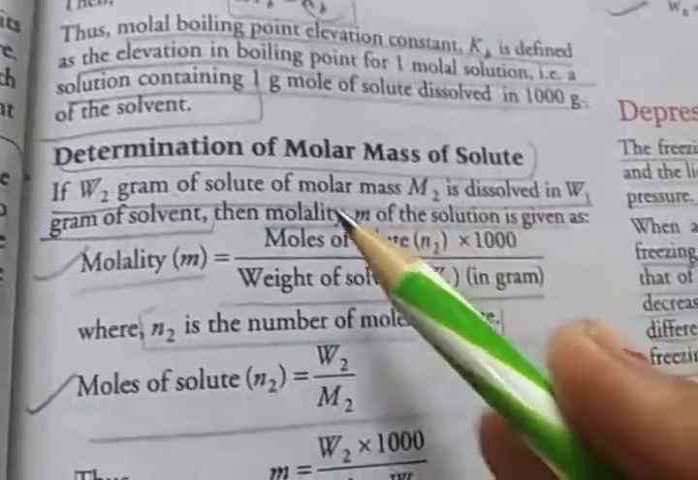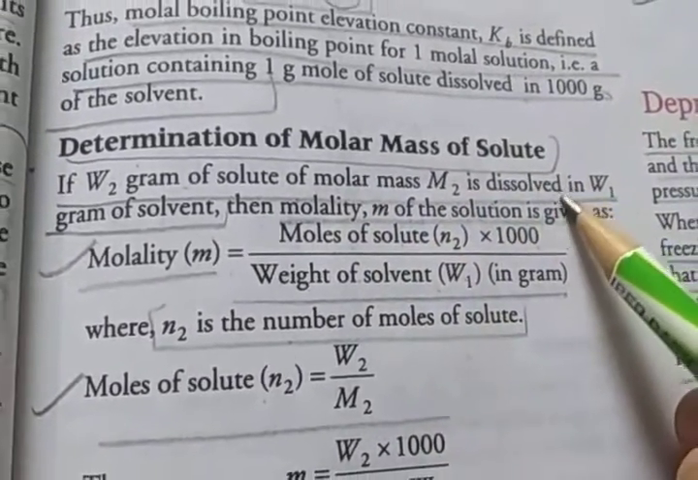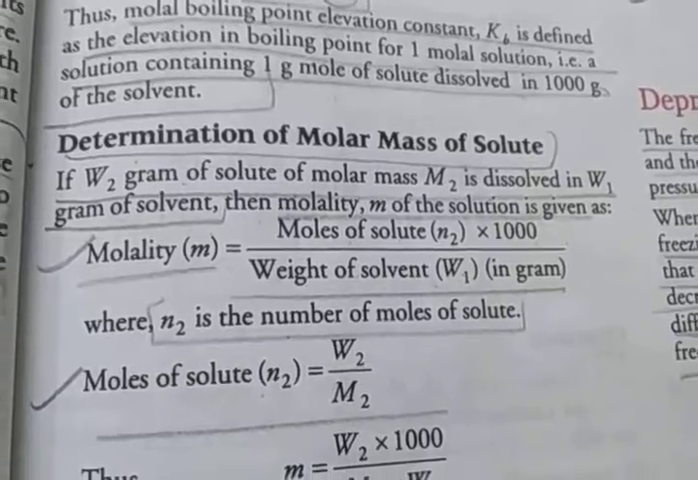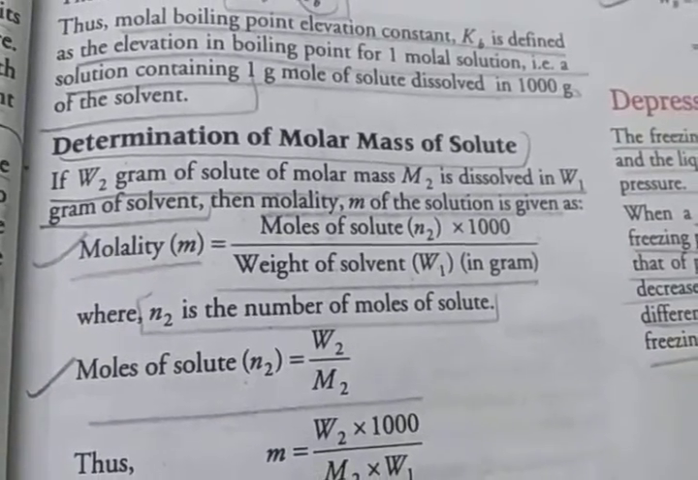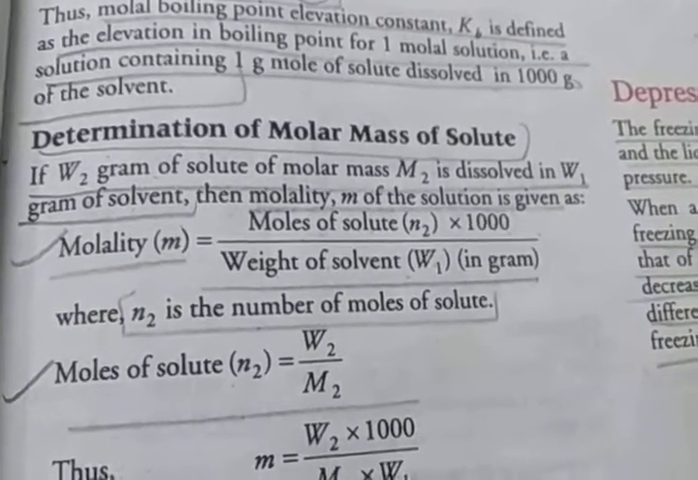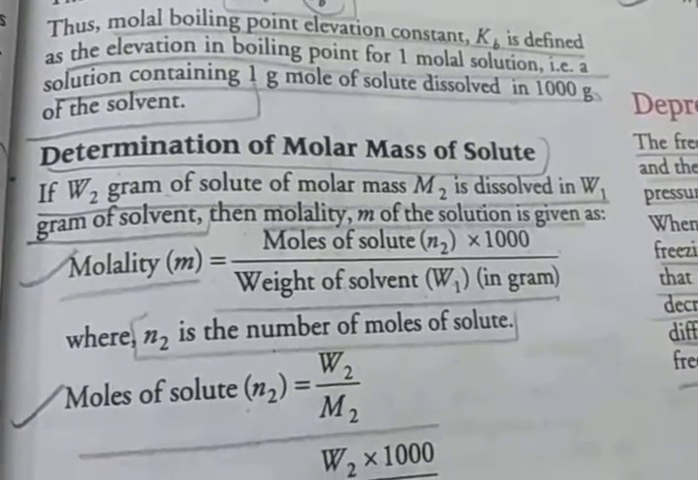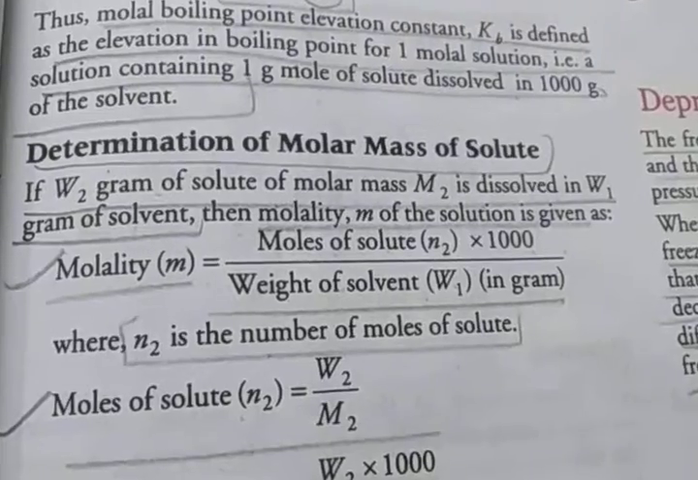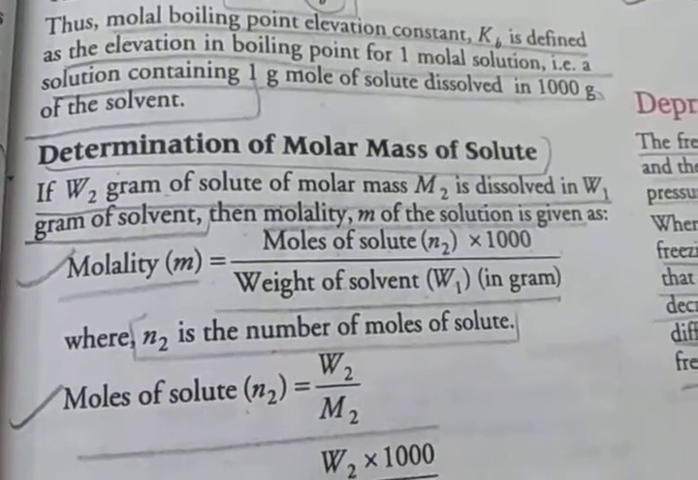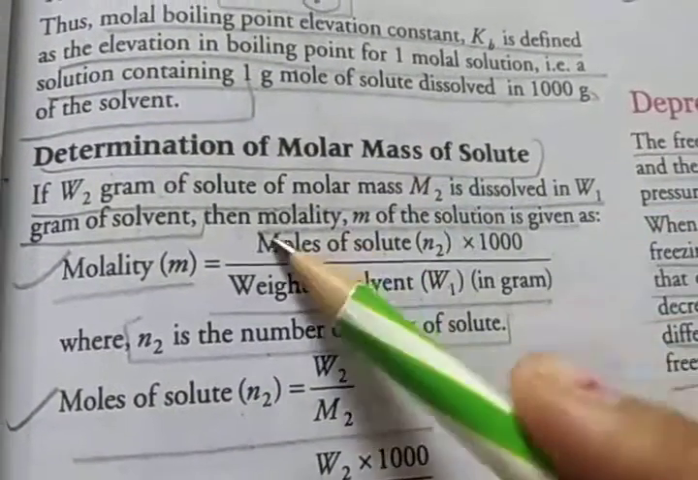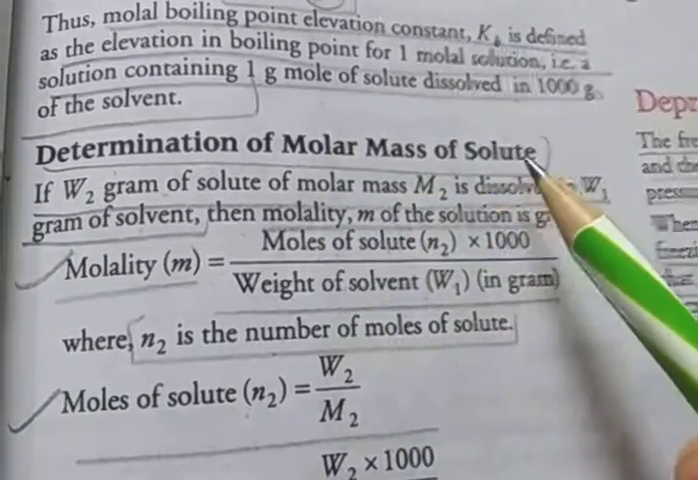Then, determination of the molar mass of the solute. What is the reason for finding the molar mass of the solute? Because whenever we add a non-volatile solute, its boiling point increases, so how much solute is added? So it is necessary to determine the molar mass of the solute.